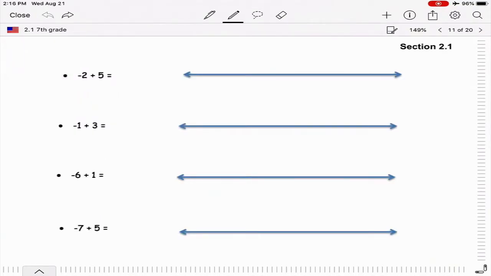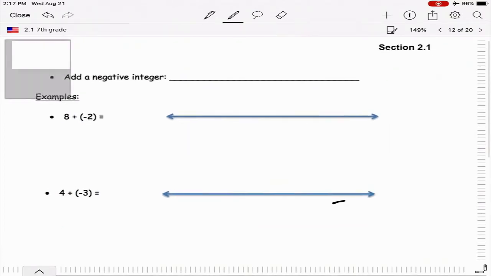Again, just try the graphing method here. Make sure that you understand what you're doing and why you're doing it, and then we'll go over the absolute value method. Okay, this is the last one for the graphing method.